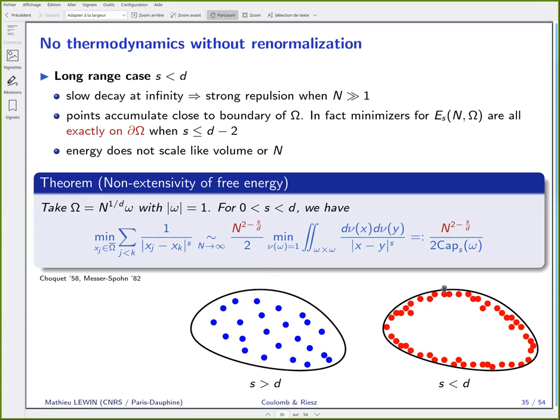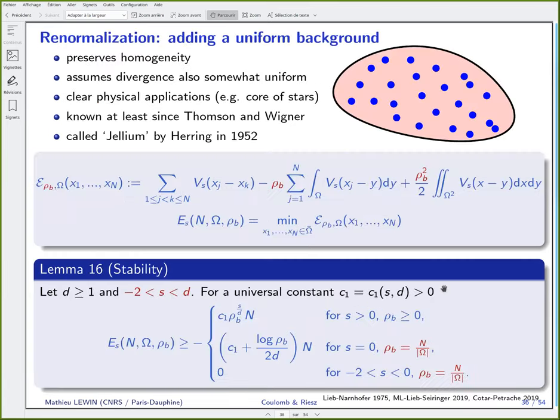Okay, so let's force the points. Let's make sure that the points do not escape to the boundary and stay in the middle of the domain. So the usual way of doing this is by adding what's called a uniform background. We are going to change the energy which we minimize by adding an external potential, there it is, which corresponds to a uniform background of opposite charge, if you like, over the whole of omega.